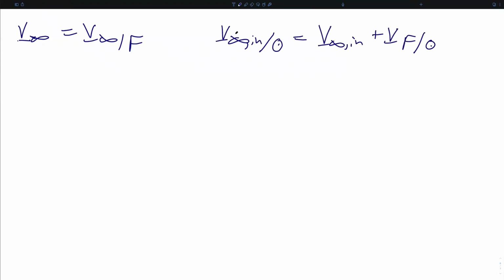the incoming velocity vector with respect to the sun is equal to the thing that we've been calling V infinity in, which is with respect to the planet, plus the velocity of the planet or flyby body with respect to the sun. And similarly, the V infinity along the outgoing asymptote with respect to the sun is equal to V infinity out plus the velocity of the central body with respect to the sun.